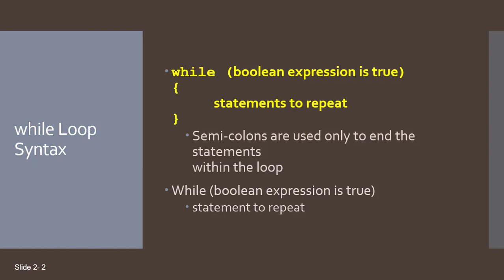The body of the loop is identified by the two curly braces. We're used to those now. And the Boolean expression is just some kind of a condition that's evaluated to see if it's true or false.